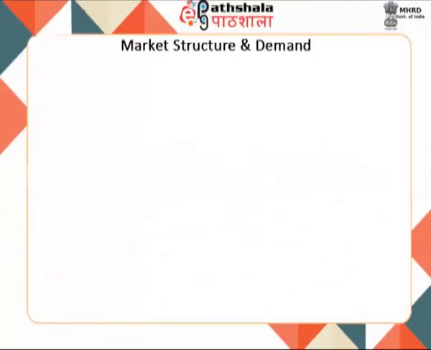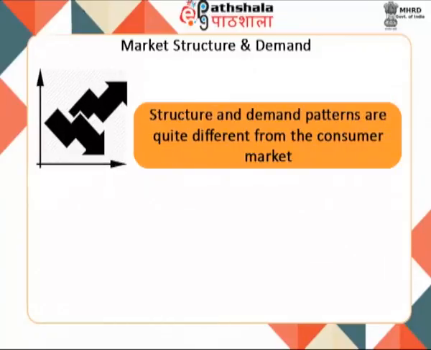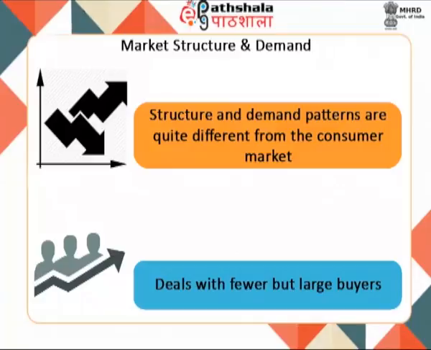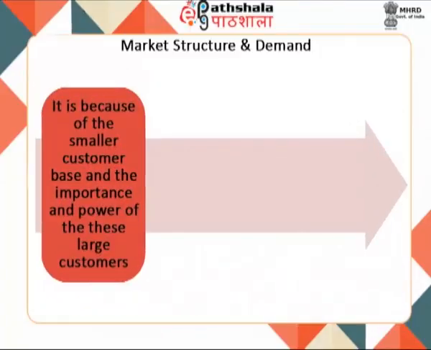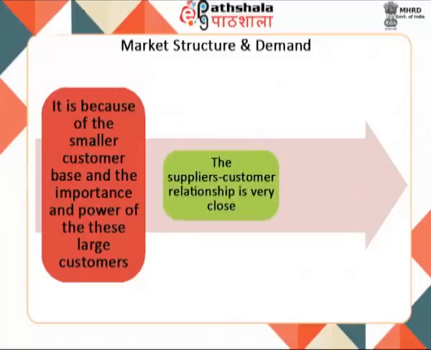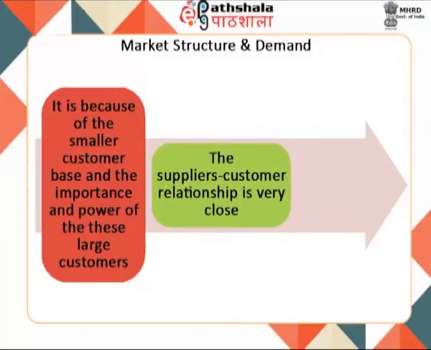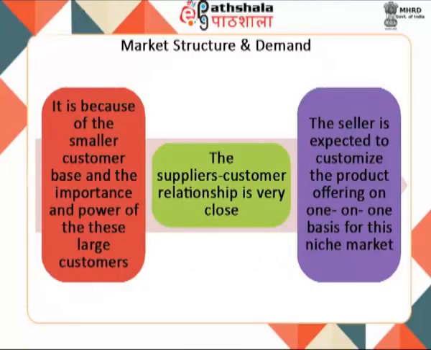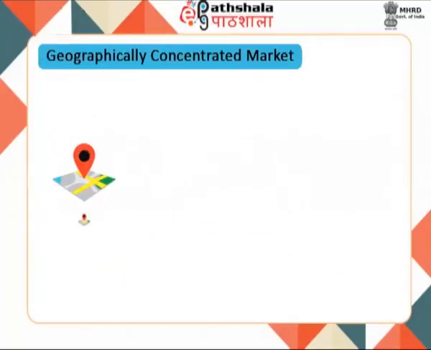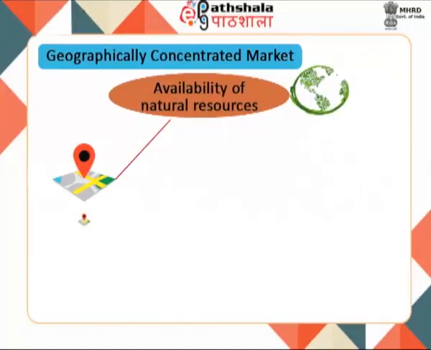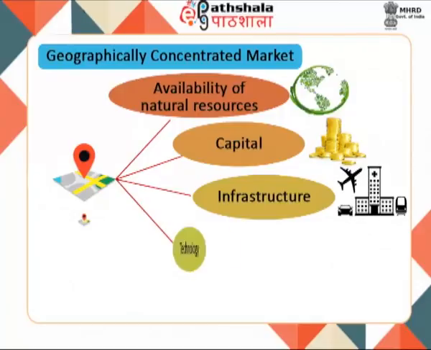Market structure and demand. The key characteristics of the business market in respect of its structure and demand patterns are quite different from the consumer market. The business or organizational marketer deals with fewer but large buyers who are the producers of the consumer goods. Because of the smaller customer base and the importance and power of these large customers, the supplier's customer relationship is very close and the seller is expected to customize the product offering on a one-to-one basis for this niche market. The market is usually geographically concentrated, majorly according to the availability of natural resources, capital, infrastructure, technology, and above all, market demand concentration.